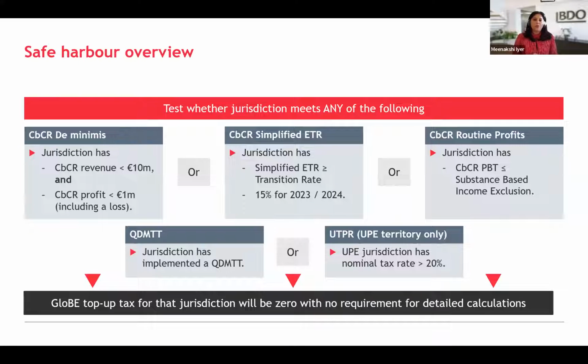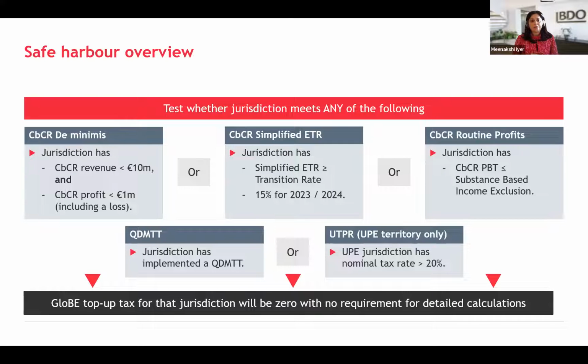So many of you would already know that there are some transitional safe harbors that the OECD have released, and some countries have already implemented, like the UK on the CbC basic safe harbor. And this is a relief in the interim, as Ross said, so that the groups don't have to actually prepare detailed GloBE calculations in all jurisdictions.